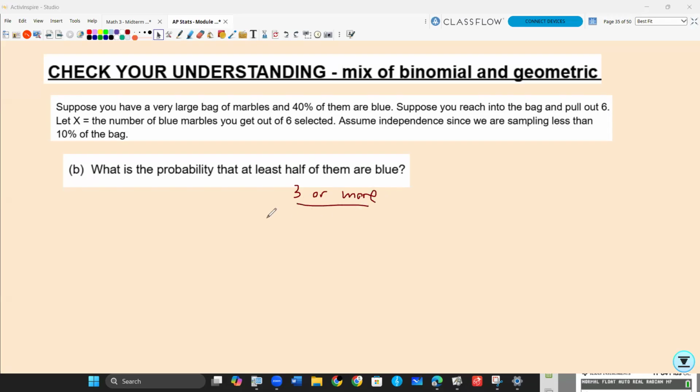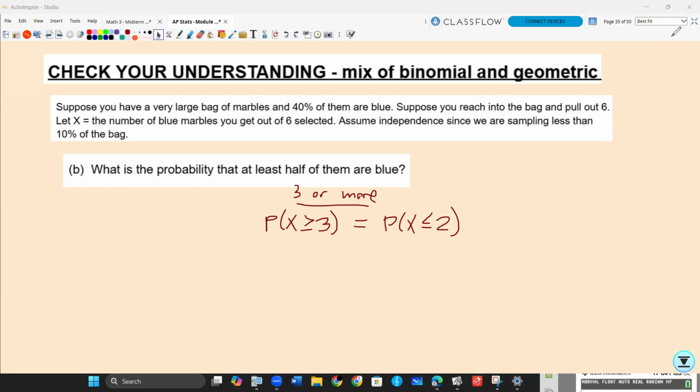So I want to know the probability that X is greater than or equal to 3. So that's going to be a binomial again, but I would do a binomial CDF in this case. But remember that that's going to be the same as, since CDF goes at or below, the probability that X is less than or equal to 2.